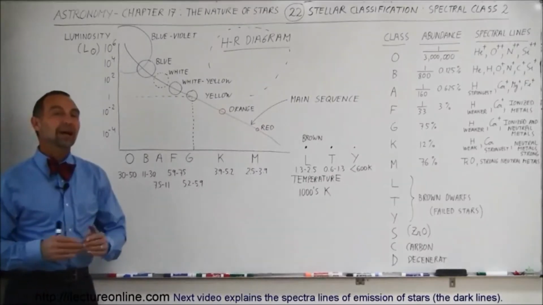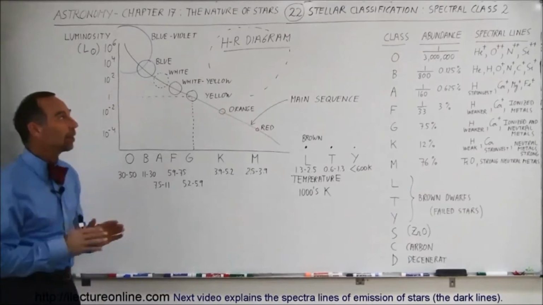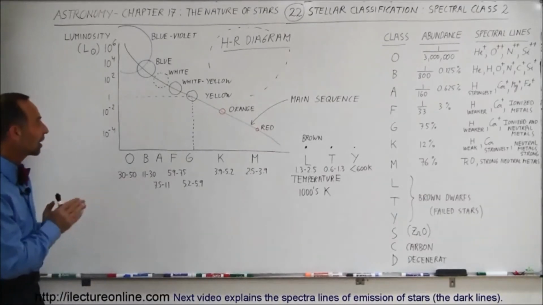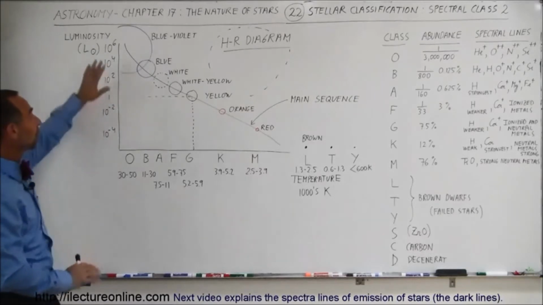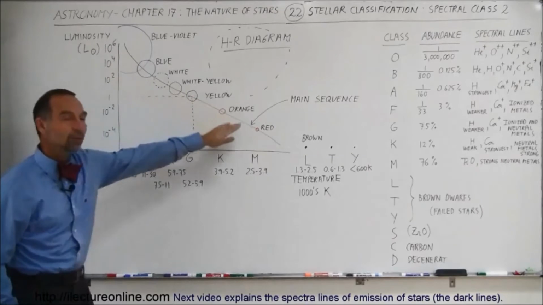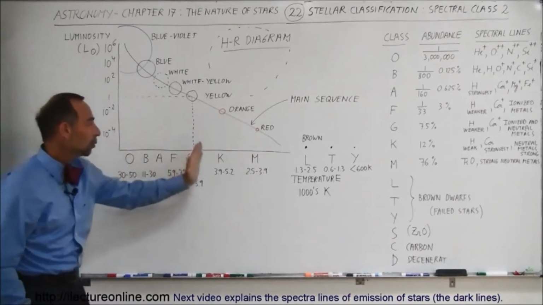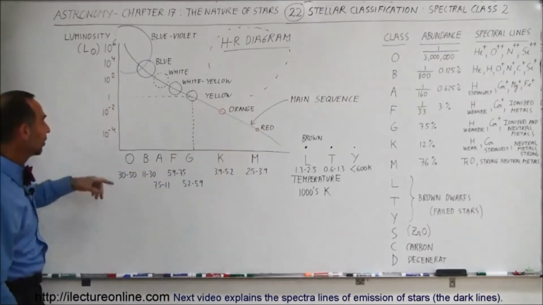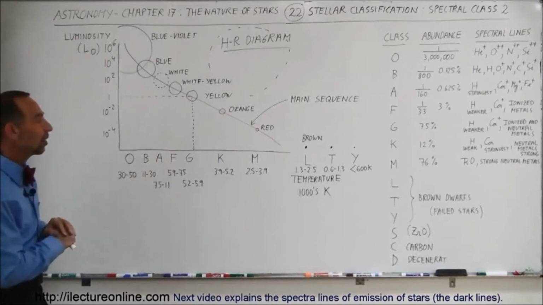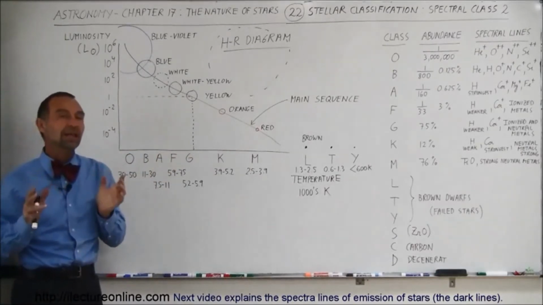Welcome to Lecture Online, and now we're going to go into a little bit more detail on stellar classification, especially in the area of spectral class. Now, you saw this in the previous video. We have the HR diagram here. We're talking about the stars on the main sequence, how they were separated into what they call their spectral class, O, B, A, F, G, K, M, the different kinds of main sequence stars. So now let's talk a little bit more detail on that.